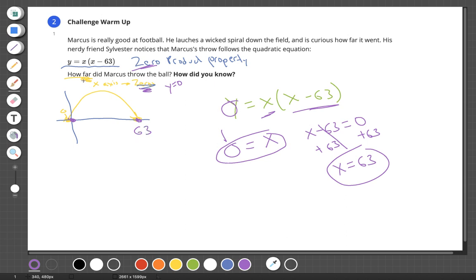So how far did it go? It went 63. Let's say feet, yards. We're talking football, so it's probably 63 yards. Cool. So all you had to do was take this and use the zero product property to find that 0.